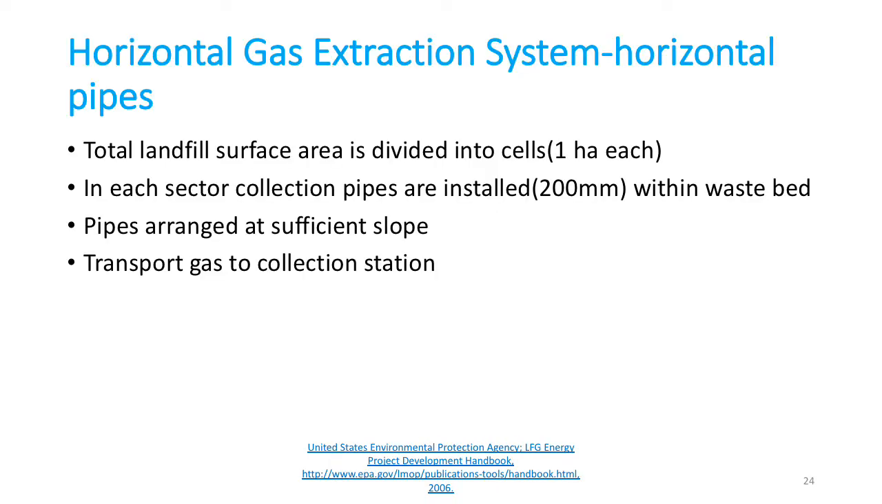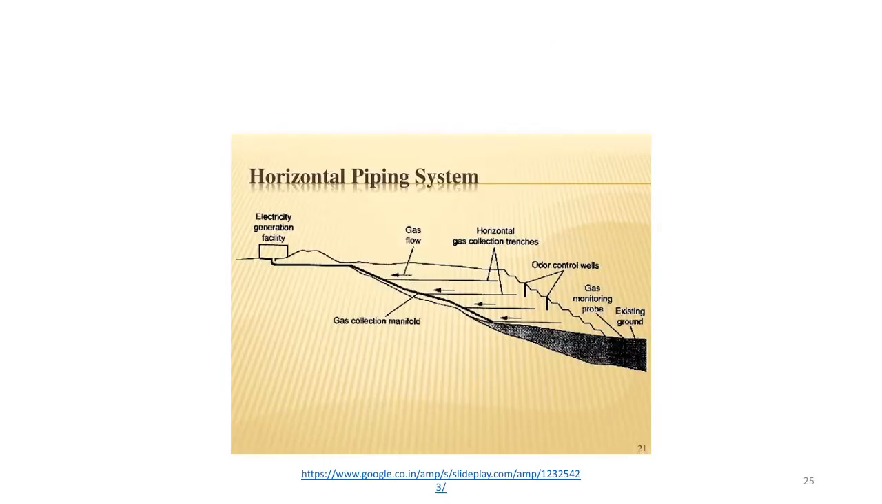The second one is the horizontal gas extraction system, where horizontal pipes are used. In this, the total landfill surface area is divided into cells, each cell being 1 hectare, and in each sector, collection pipes are installed within the waste bed. The pipes are arranged at a sufficient slope, and the gas is transported to the collection stations through the pipes. Here is the picture showing the horizontal piping system.